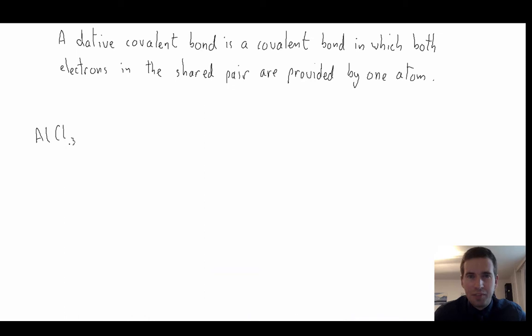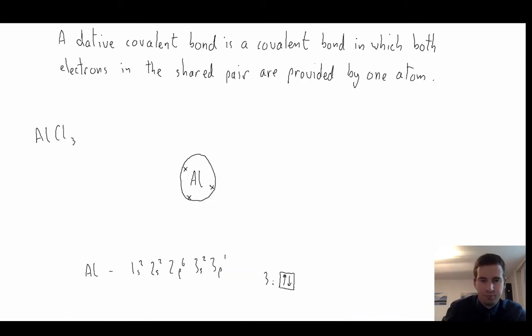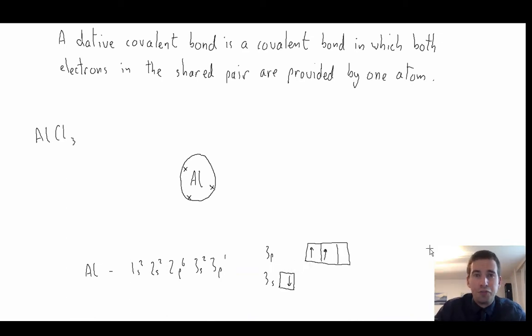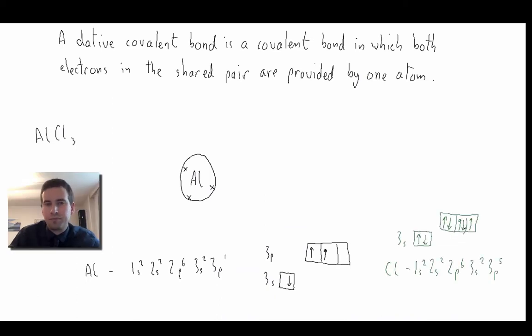So let's draw this aluminium. Okay, so the outer shell of aluminium is 3s2, 3p1. Now the first thing I'm going to do is expand the structure and promote one of the 3s electrons to the 3p. Okay, so it has 3 unpaired electrons, so it can make 3 covalent bonds. Okay, so chlorine has an outer shell with 3s2, 3p5. So it has 1 unpaired orbital. And it also has 3 lone pairs of electrons.